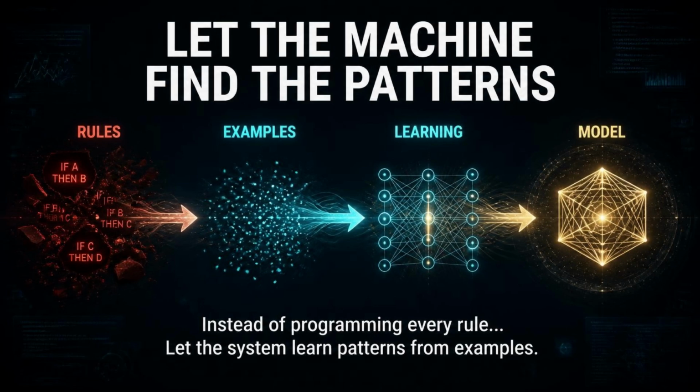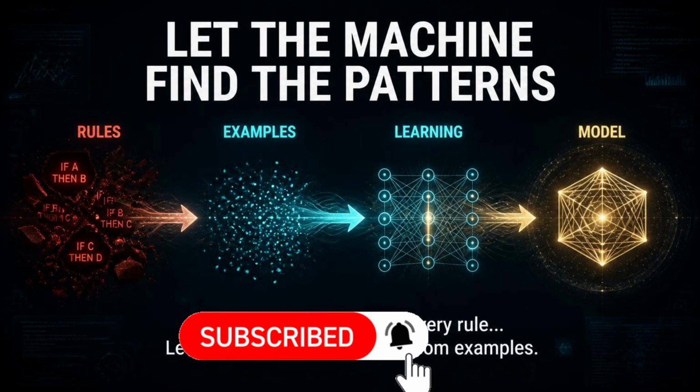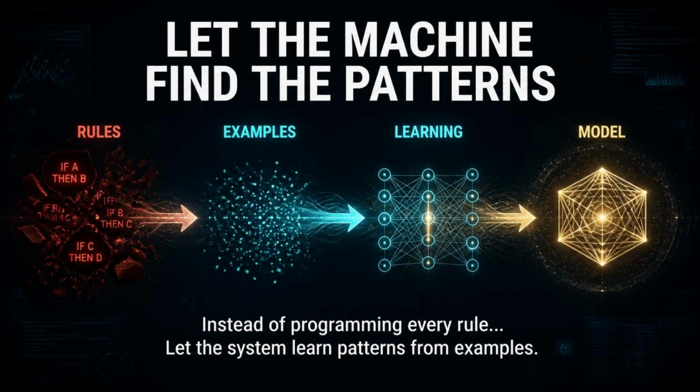And this is the fundamental idea behind machine learning. Instead of telling the computer exactly what every rule should be, we provide examples. The machine analyzes those examples. It searches for patterns. And through training, it builds a model that captures useful relationships in the data. So the direction changes. Traditional programming says, here are the rules. Follow them. Machine learning says, here are the examples. Learn useful patterns from them.